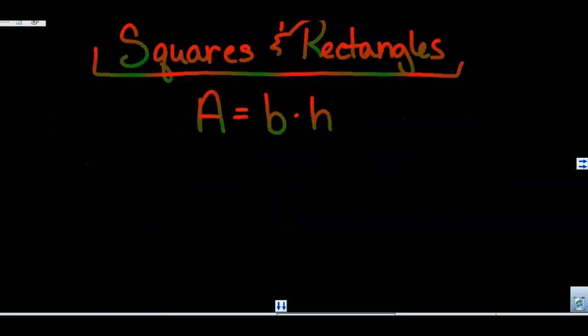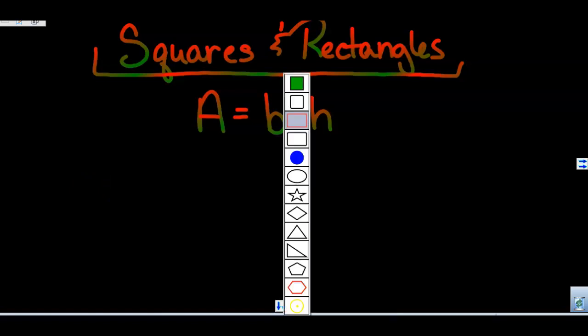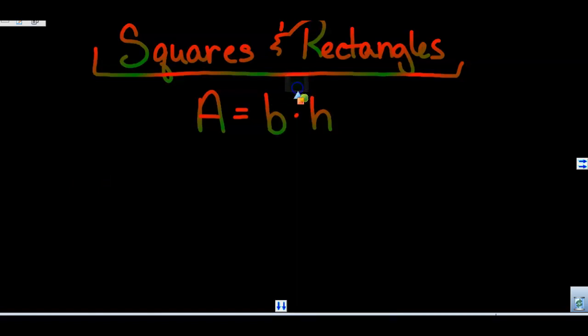Squares and rectangles. Area of rectangles or squares is calculated by multiplying the base times the height. Now we have to identify what exactly is base versus what exactly is height here, okay?